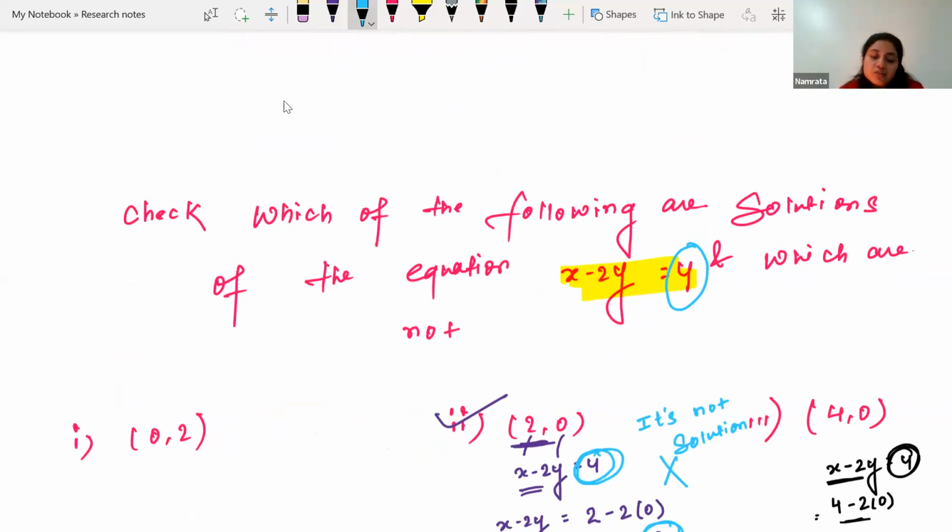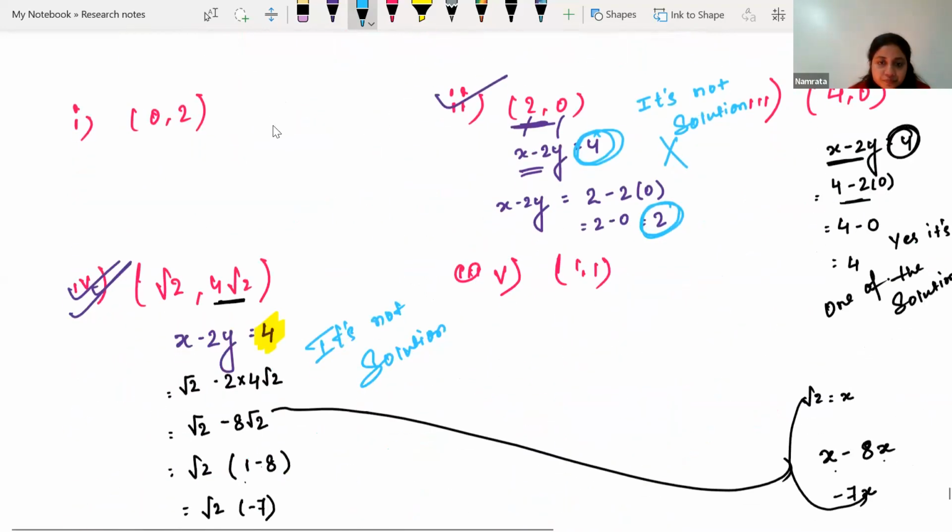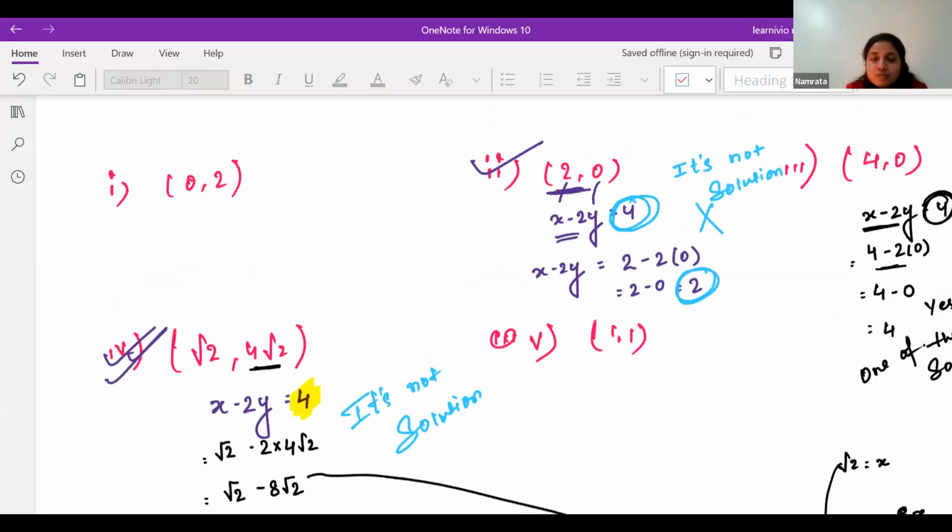Now the next part over here is to plot the graph. Is it clear to everyone? This much is clear to everyone, yes or no? Yes. Yes, ma'am. Okay, let's move ahead.